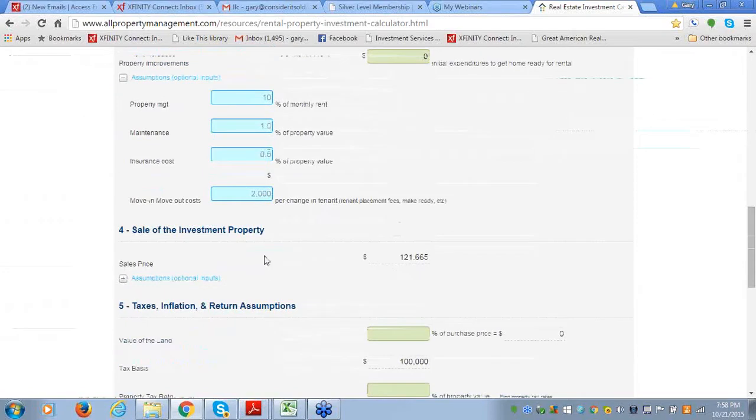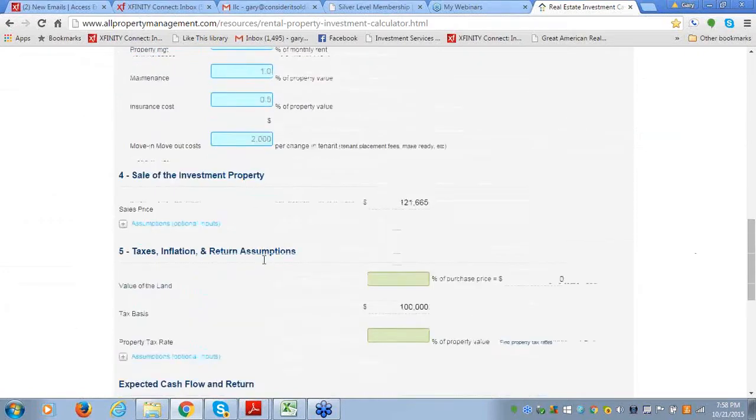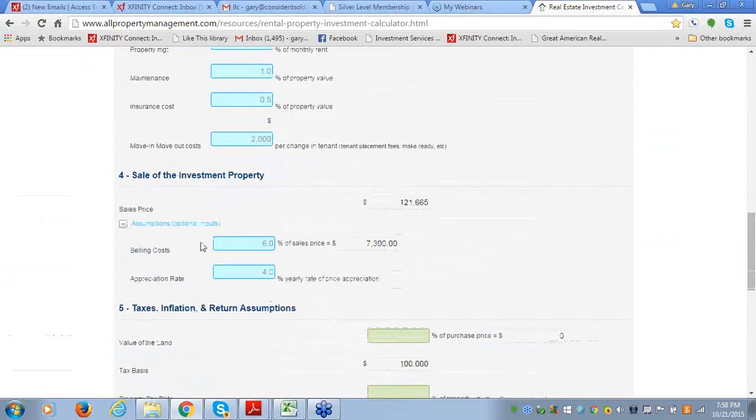Okay, sale of the investment property. Sales price, let's see what some of the assumptions are, all right? Selling cost is 6% of the sales price, which is $7,300. Appreciation rate was 4% per year. Let's make that 3%, okay? Now, and by the way, the sale of the property is, I think this is based on a 5-year holding period. It doesn't say that, but I'm pretty sure.